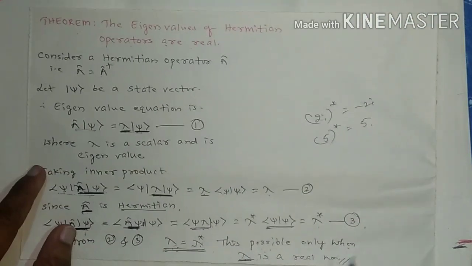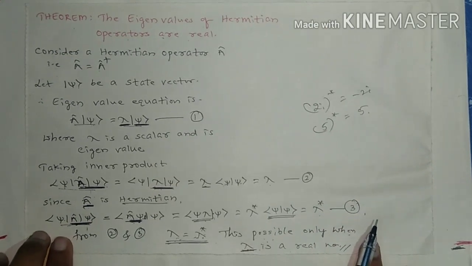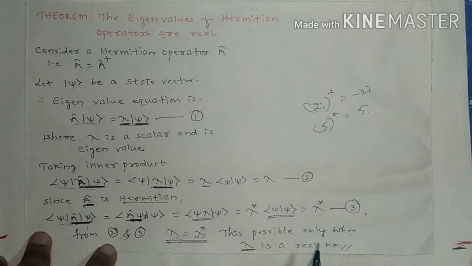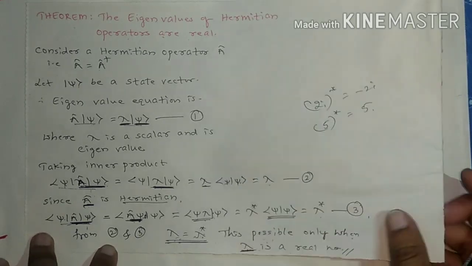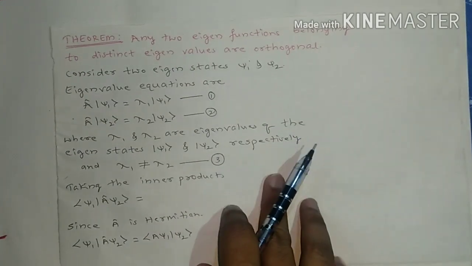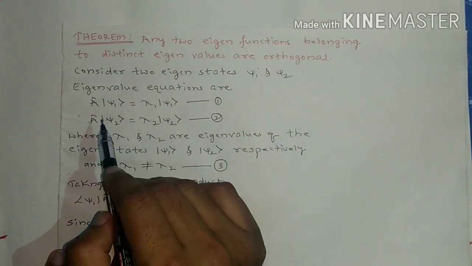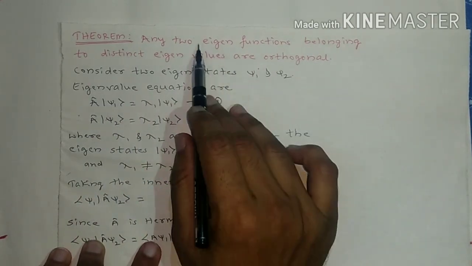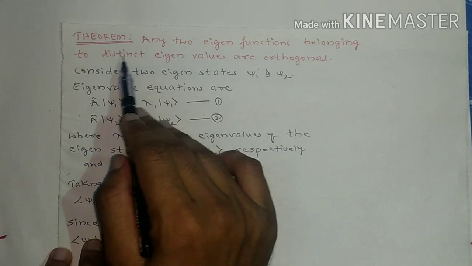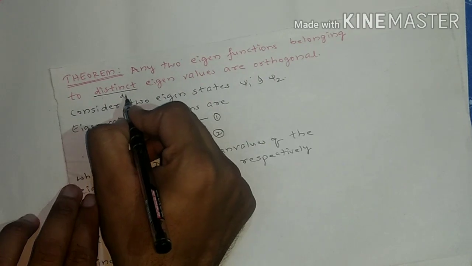This is the reason that whatever operators we use in quantum mechanics are all Hermitian. The reason is that Hermitian operators have real eigenvalues. Let us see one more property, or one more theorem, of Hermitian operators. The theorem is: any two eigenfunctions belonging to distinct eigenvalues are orthogonal. Sometimes it is also called different eigenvalues.